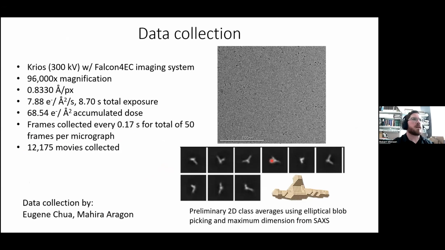Data collection was done on a Krios operated at 300 kV with a Falcon 4 EC imaging system. In total, 12,175 movies were collected. Right here is a representative micrograph from the Krios. Below it are some initial 2D class averages, using the max dimension from SAXS in our elliptical blob picking. In general, the overall size and shape is consistent with what we expect and with what we see from the SAXS ab initio, but we do see a distinct bend angle in each case with a middle central density.